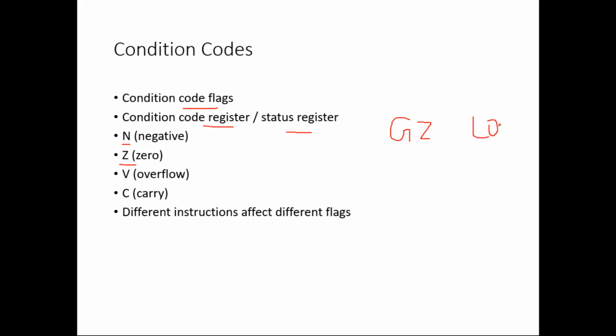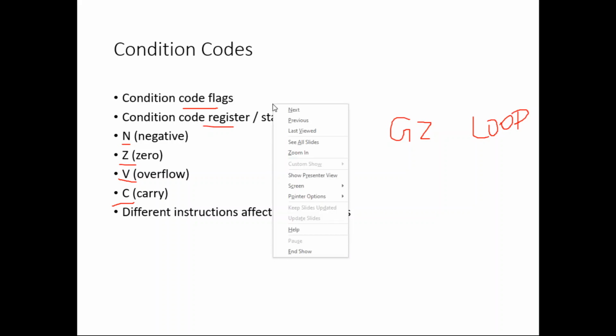Different processors will have different instructions. V means overflow. If the result of the arithmetic operation results in an overflow, then the loop will execute. Similarly, if the result of the arithmetic operation results in a carry, it may change the path, that is, the loop may execute. So these are the other conditional codes. Okay, fine. Let us stop here.